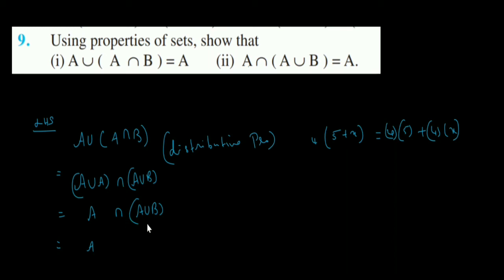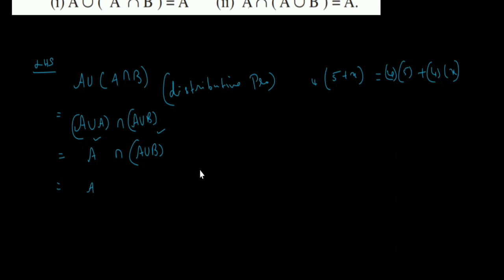Intersection A union B. So A intersection A union B means A is a small subset, and A union B is a superset here, isn't it? Which is a subset A. So I told you when you find the intersection, the subset will be the answer, A. So it is equal to the right hand side. So we have proved.